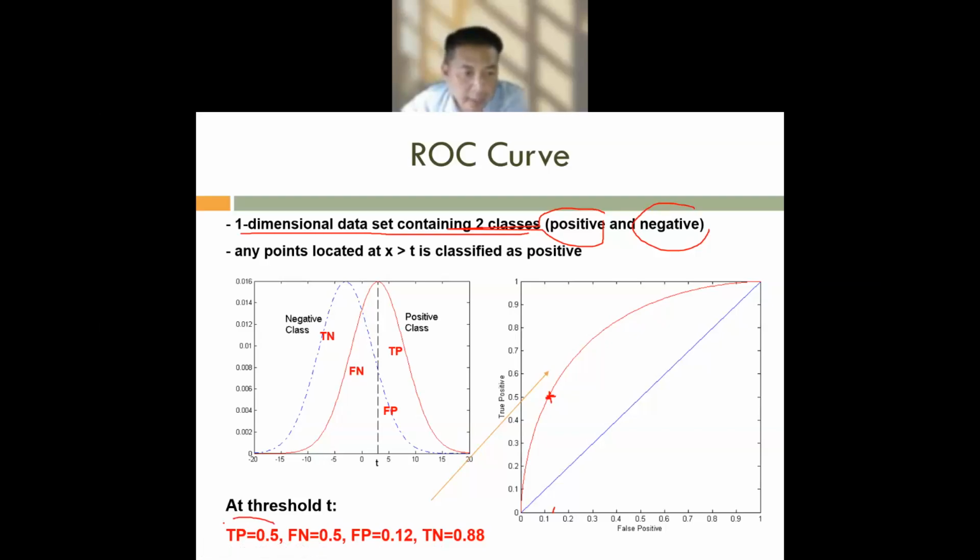True positive is here. Then based on the curve that we have here, your false positive is 0.12. So based on this curve, we can compute this one, because the true negative will be 1 minus this. And then this one also can be computed based on 1 minus true positive.